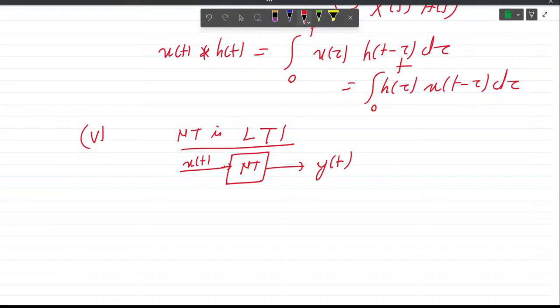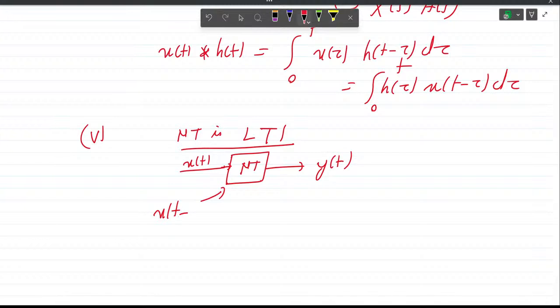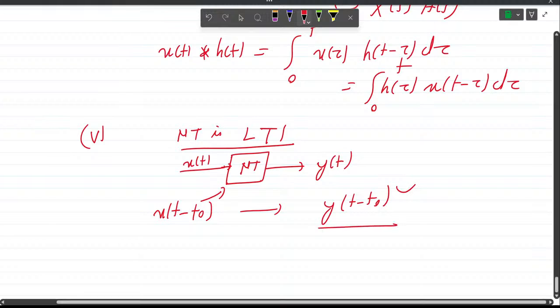I have also demonstrated this before. For the same network, if we shift the input by T0, my output will also be shifted by T0. It's very important that you remember this.